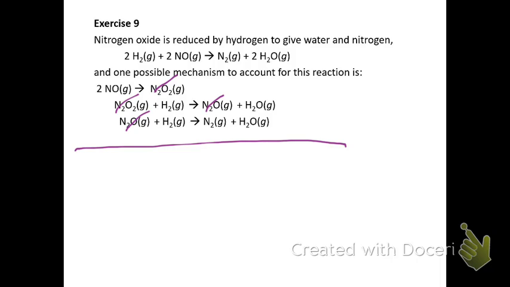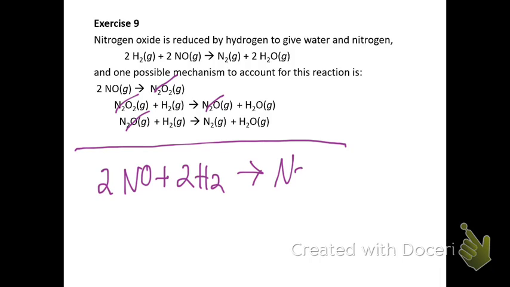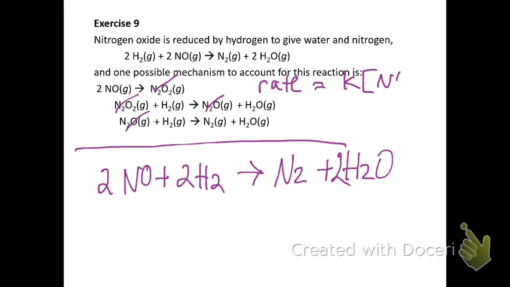So then we can write our overall reaction as 2NO plus 2H2 yields N2 plus 2H2O. Isn't it 2H2O? It is. I forgot it on here too. That's why I copied. So then for the first one, we would write that as rate is equal to k[NO]. And that would be bimolecular.